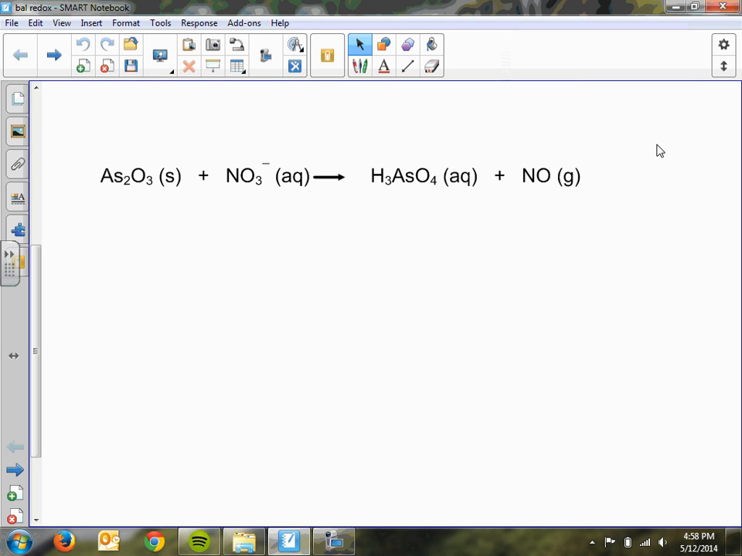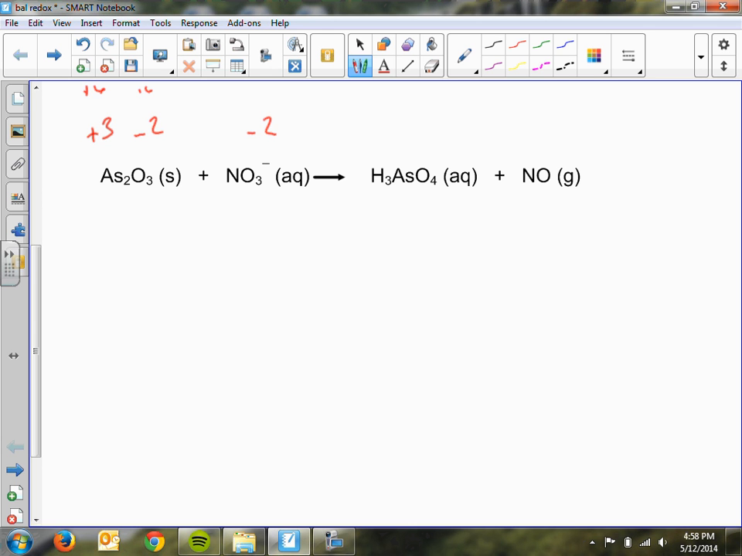So here's an oxidation reduction reaction that we just want to balance. First thing we need to do is assign oxidation numbers to every element. I know the oxygen is -2, which means the arsenic has to be +3, so the total adds to 0. You've got a total of +6 and -6, that equals 0.